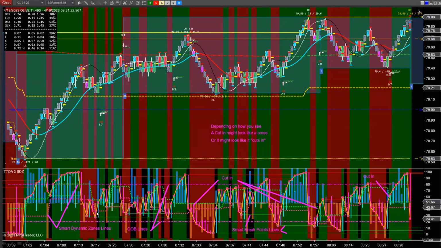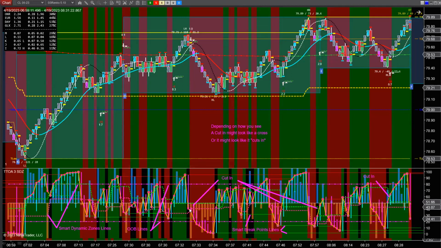There's one right here. I hadn't marked it. But see how this is crossing there, and the smart dynamic zone band crosses in the opposite direction. The smart dynamic zone band is dropping while the Trapped Trader Oscillator is rising. That's a cut-in. That and only that is a cut-in. Now there are different themes and variations of it. They actually don't have to be touching, but that usually doesn't happen. So all of them on here, they will touch, but they don't have to be touching.